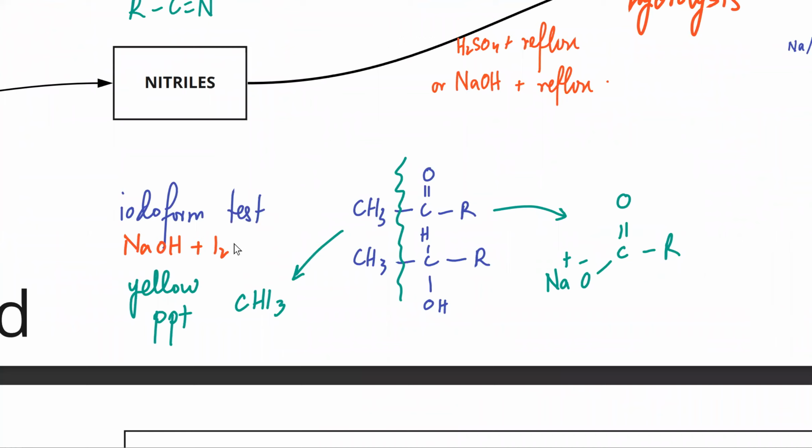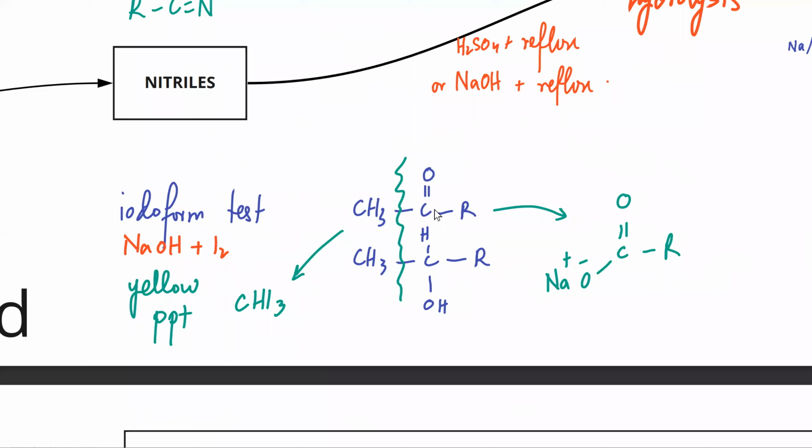The test is aqueous NaOH plus iodine. You get a yellow precipitate. It's a test for identifying these two specific structures. It's either a CH3 next to a C double bond O, or it's a CH3 next to a C with OH, an alcohol. But it has to be exactly this structure. What happens is, when you react it with NaOH and I2, the CH3 part breaks away and ends up forming CHI3.